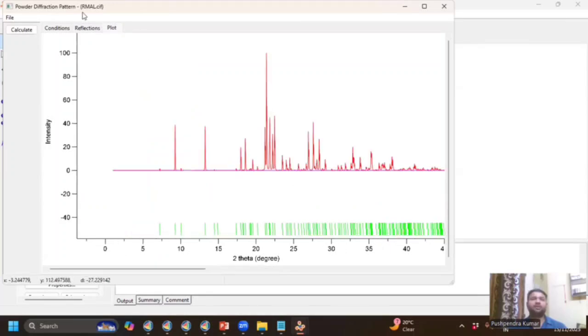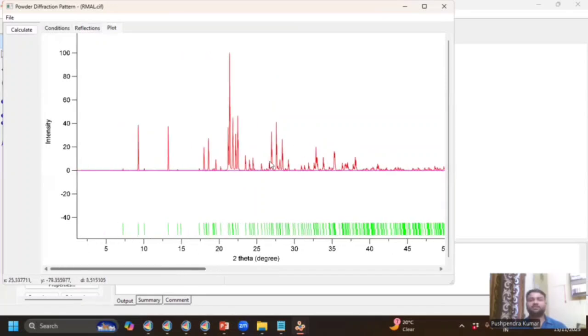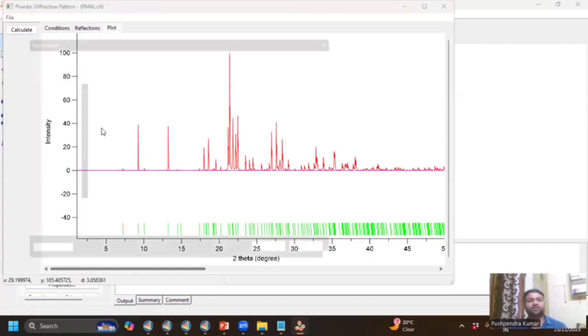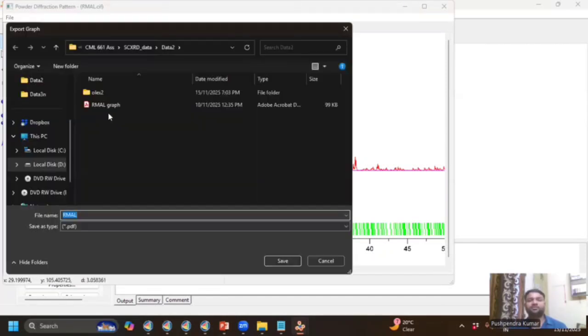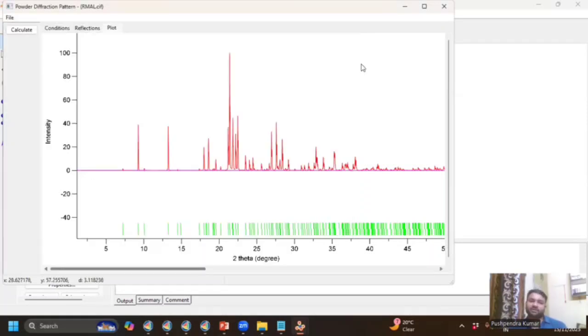So I have opened the RML zip file, and you can see that from here we can also get the PXRD data. This is the PXRD graph for the RML compound, and then Export Graph. As we go to Export Graph, the RML graph is already there, so I am not saving this graph again because it is the same as I have done earlier. From here we can save this graph.